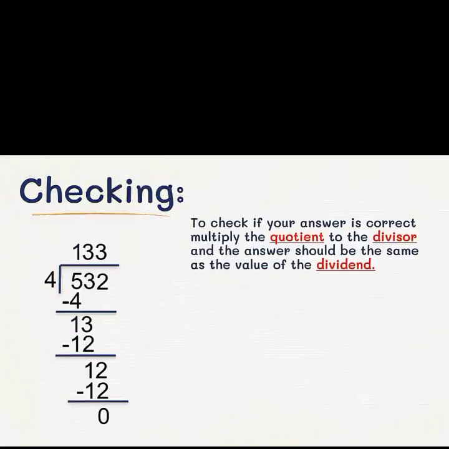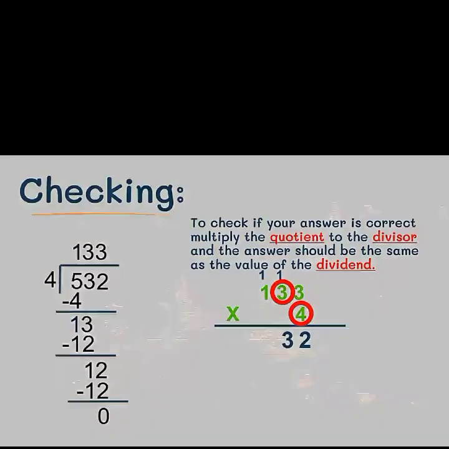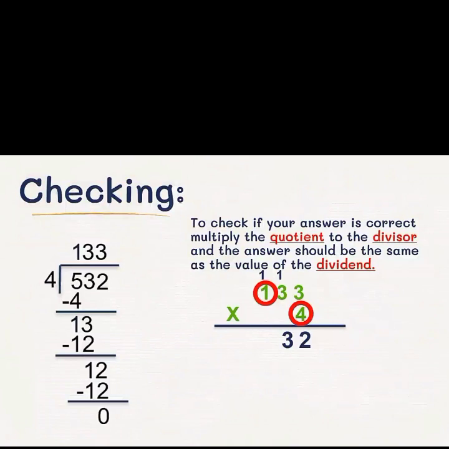To check if your answer is correct, multiply the quotient to the divisor and the answer should be the same as the value of the dividend. So 133 times 4, 4 times 3 is 12. We write 2 in the product and then carry 1. 4 times 3 is 12 again, plus 1 is 13. So we write 3 in the product and carry again 1. 4 times 1 is 4 plus 1 is 5. So the product is 532. As you can see, the product that we got and the dividend are the same.